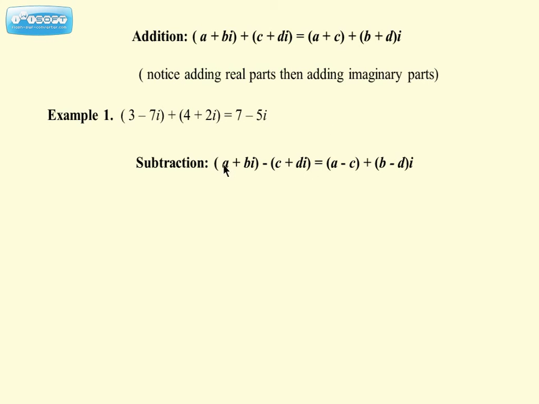Subtraction is very similar. Subtract the reals and subtract the imaginaries. Here's an example. 3 minus 4 is negative 1. Negative 7i minus 2i is negative 9i. Multiplication and division will now be continued on the next presentation.